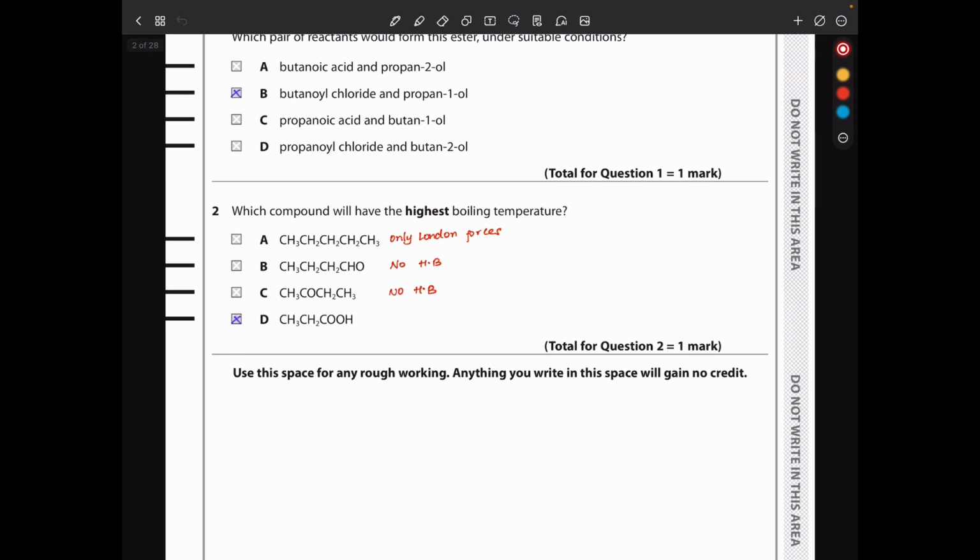In question 2, they say which compound has the highest boiling temperature. If we look at these compounds here, this one only has London forces, this one has no intermolecular hydrogen bonding, and the same goes for this one. So it's only D that can form intermolecular hydrogen bonding. Now all these have similar London forces because of the number of electrons, but because D can form intermolecular hydrogen bonding, it's going to be the answer.